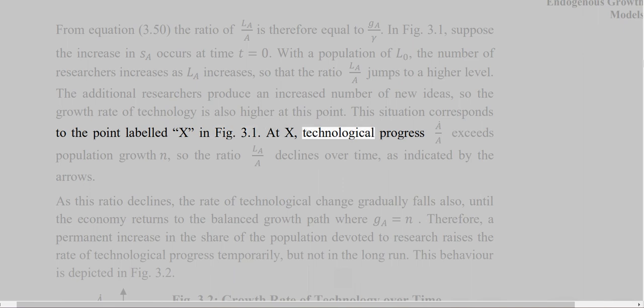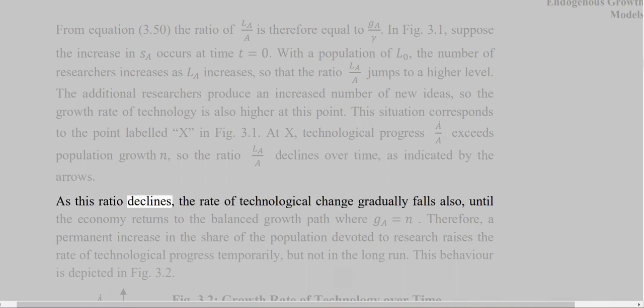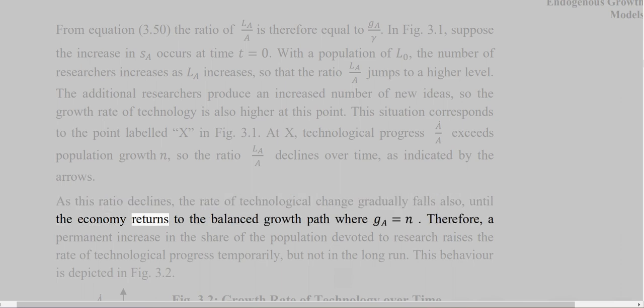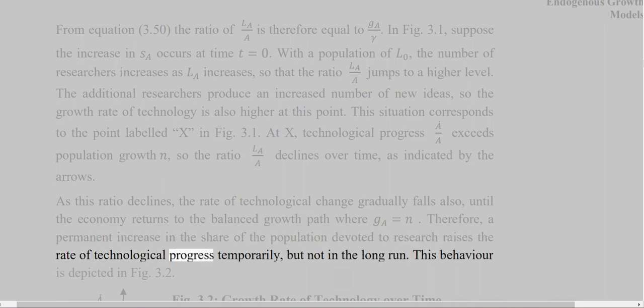At X, technological progress exceeds population growth, so the ratio declines over time, as indicated by the arrows. As this ratio declines, the rate of technological change gradually falls also, until the economy returns to the balanced growth path where equals. Therefore, a permanent increase in the share of the population devoted to research raises the rate of technological progress temporarily, but not in the long run. This behavior is depicted in figure 3.2.